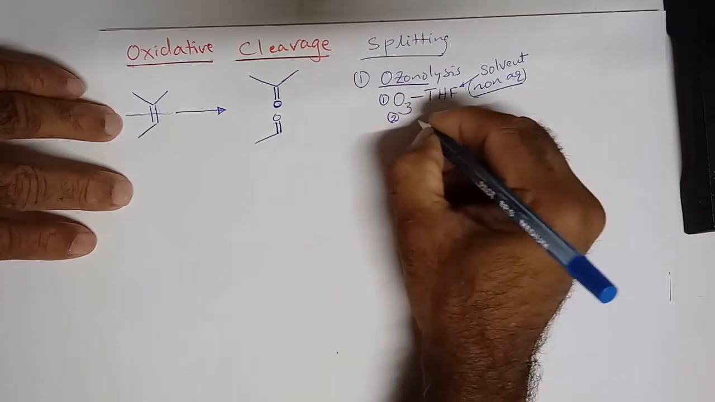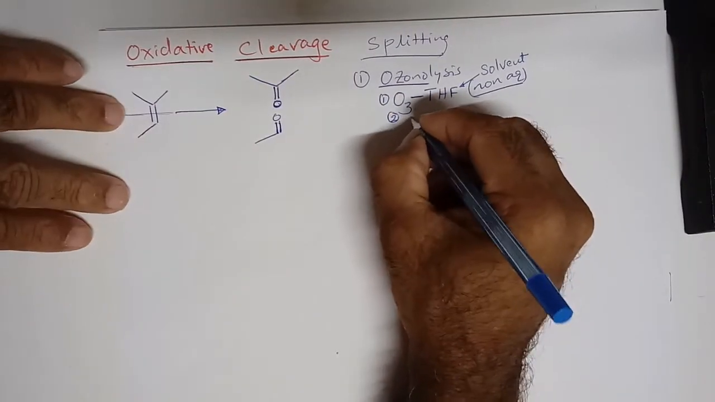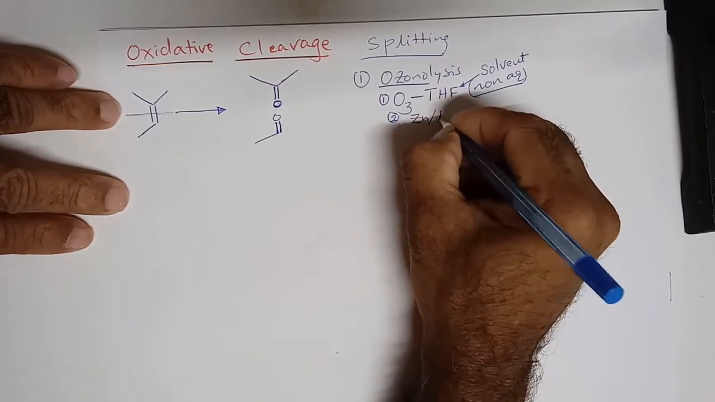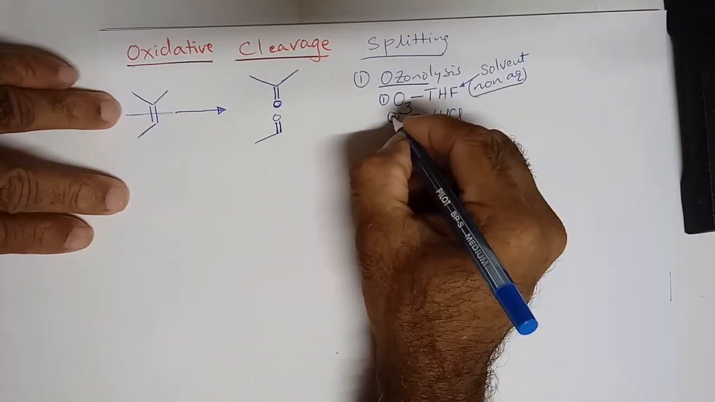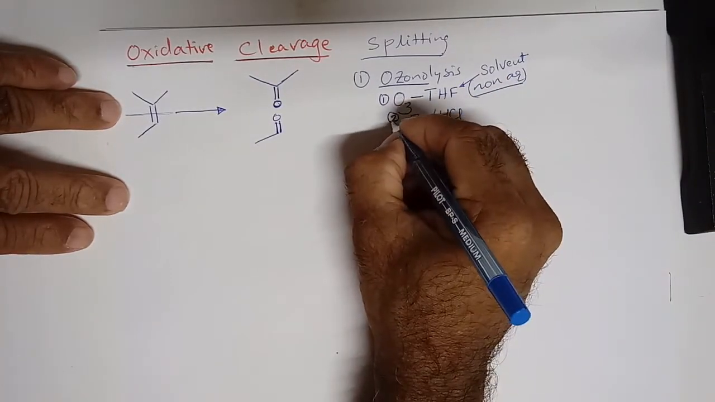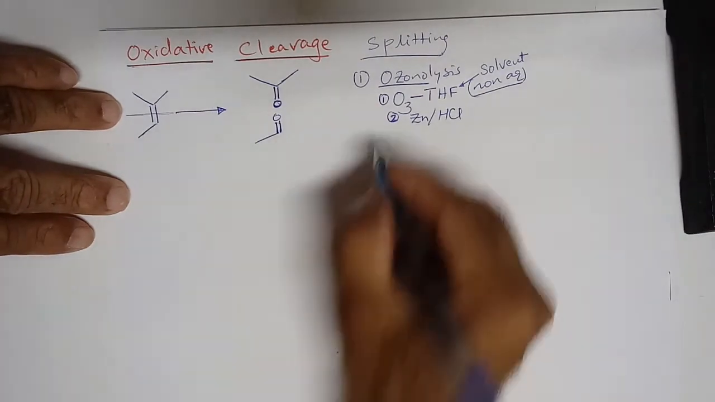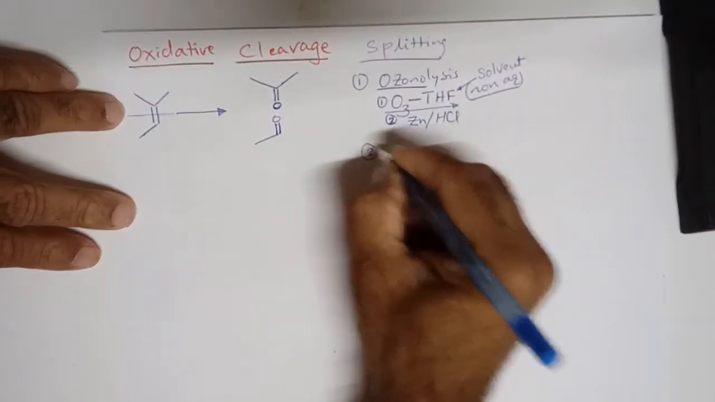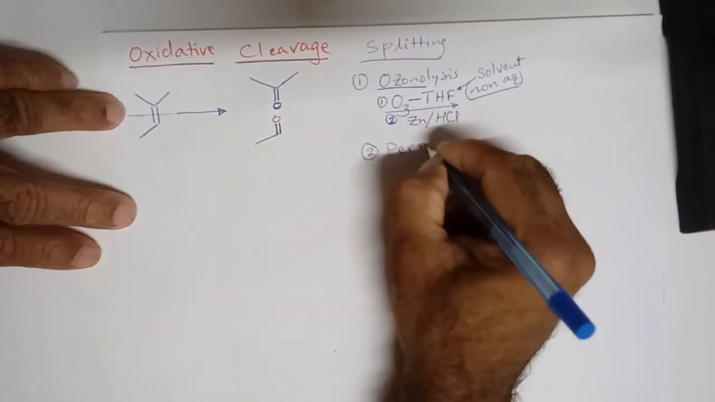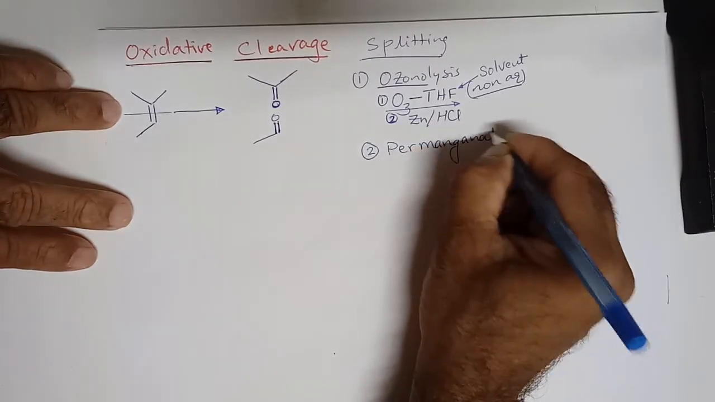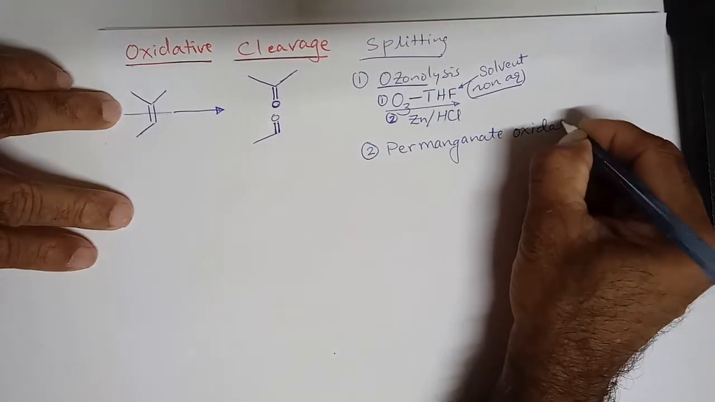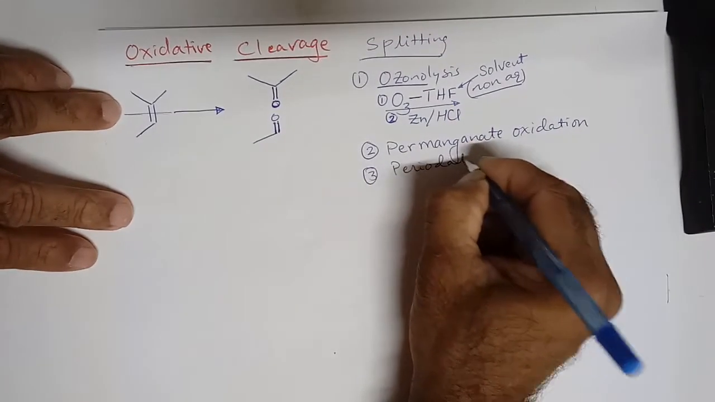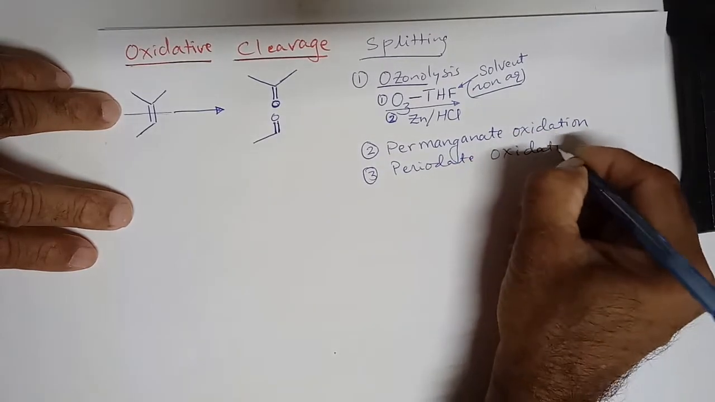Step two has two stories. One is called reductive ozonolysis. In that case, you are using zinc, HCl, or sometimes dimethyl sulfide. So this is one type of oxidative cleavage. The second type of oxidative cleavage is permanganate oxidation. And the third one is called periodate oxidation.